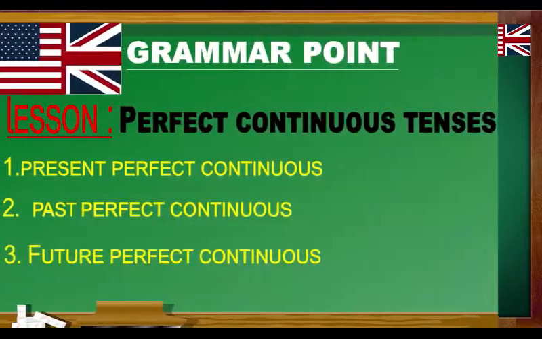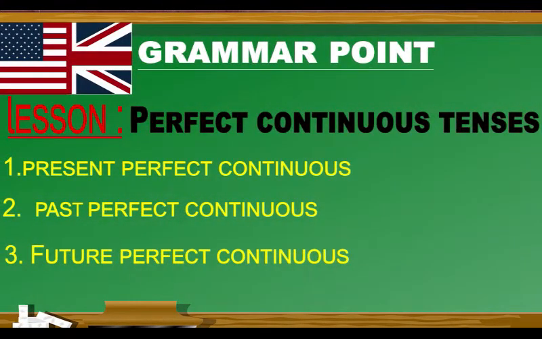Like the other tenses, there are three perfect continuous tenses: the present perfect continuous tense, the past perfect continuous tense, and the future perfect continuous tense. First of all, let's see the present perfect continuous tense.